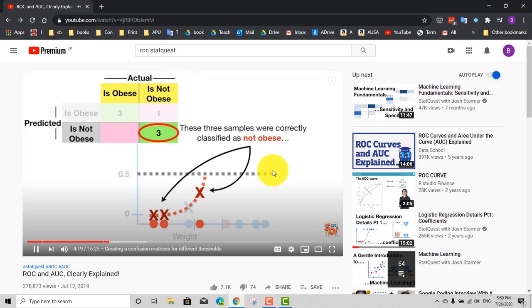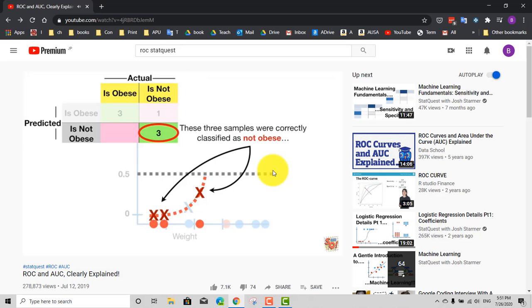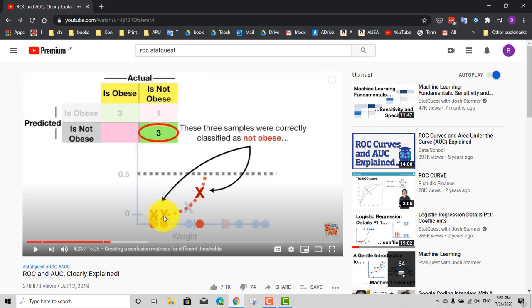These 3 samples were correctly classified as not obese, right? Because they are red, which means they're not obese. And when we put them into the model, we get not obese, not obese, not obese. So these 3 are correctly classified as not obese. They're predicted as not obese, and they actually are not obese. So there's 3 right there.